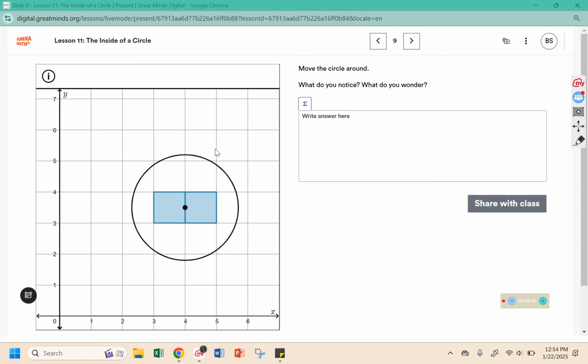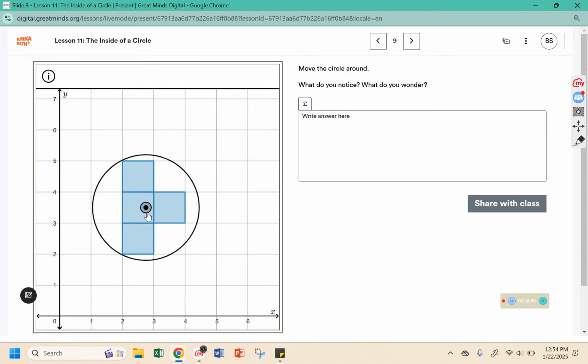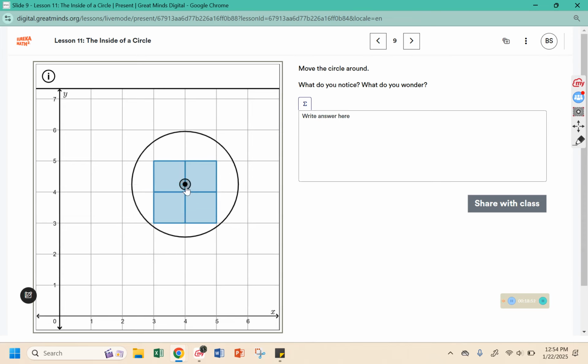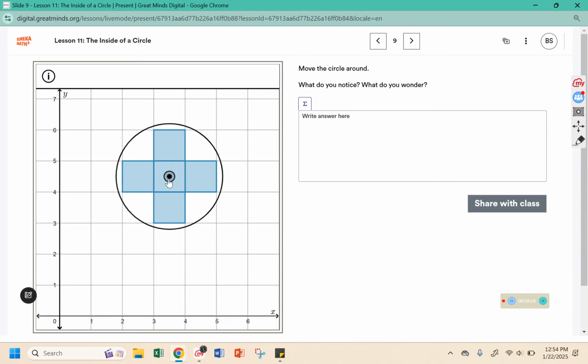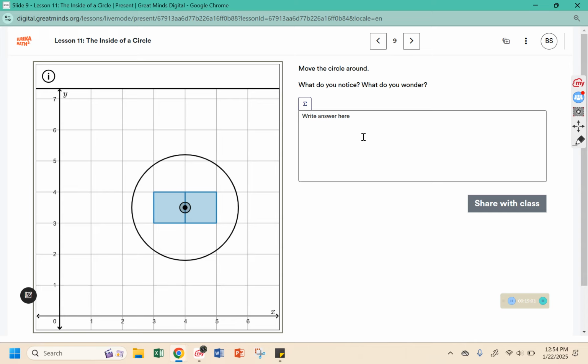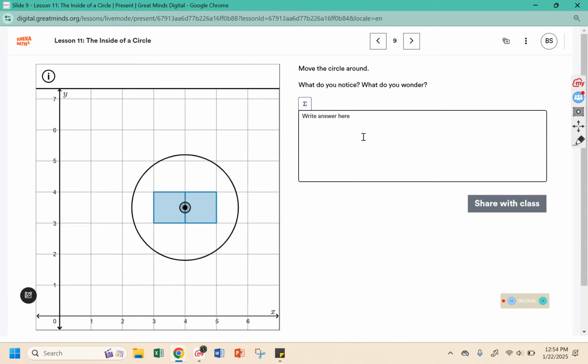This one says, move the circle around. What do you notice and what do you wonder? As I move my circle around, I'm able to capture more whole squares, or a different setup of the whole number of squares inside, depending on how my circle is placed. What do you wonder? Is there a way I could place it that's ideal?